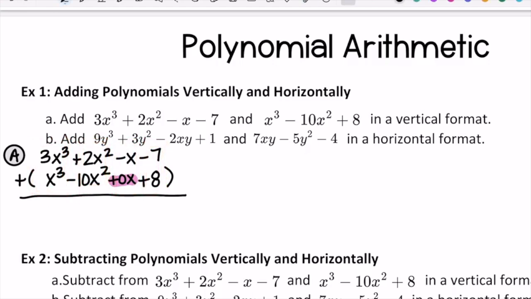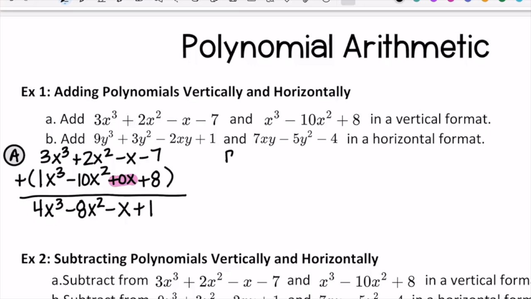add those together. So technically that's a 1, so this is going to turn into 4x cubed. Then we have negative 2 and negative 10, so that's going to be minus 8x squared. Then we have negative 1 and 0, so that's just going to be minus 1x or minus x. And then negative 7 and 8 is going to be plus 1.